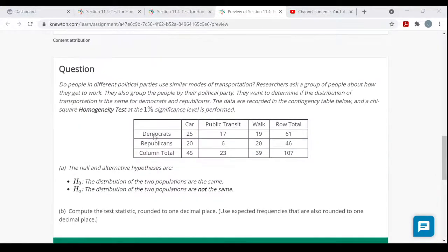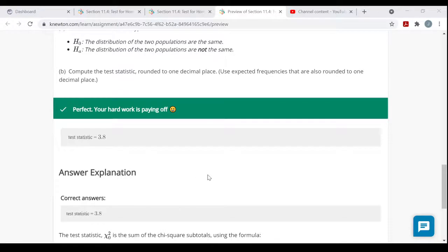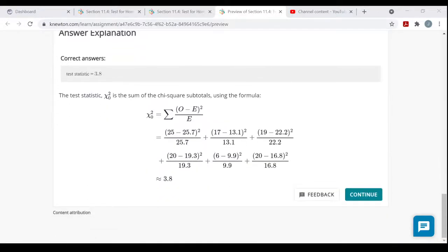This was the example where you had the modes of transportation for Democrats and Republicans, and we were testing whether or not the transportation distribution for Democrats was the same as the transportation distribution for Republicans. Alright, so we had the hypotheses, found our test statistic. Great. And I showed you how to do some stuff in the calculator as well, and I'll get back to that later. Alright, so now we continue.